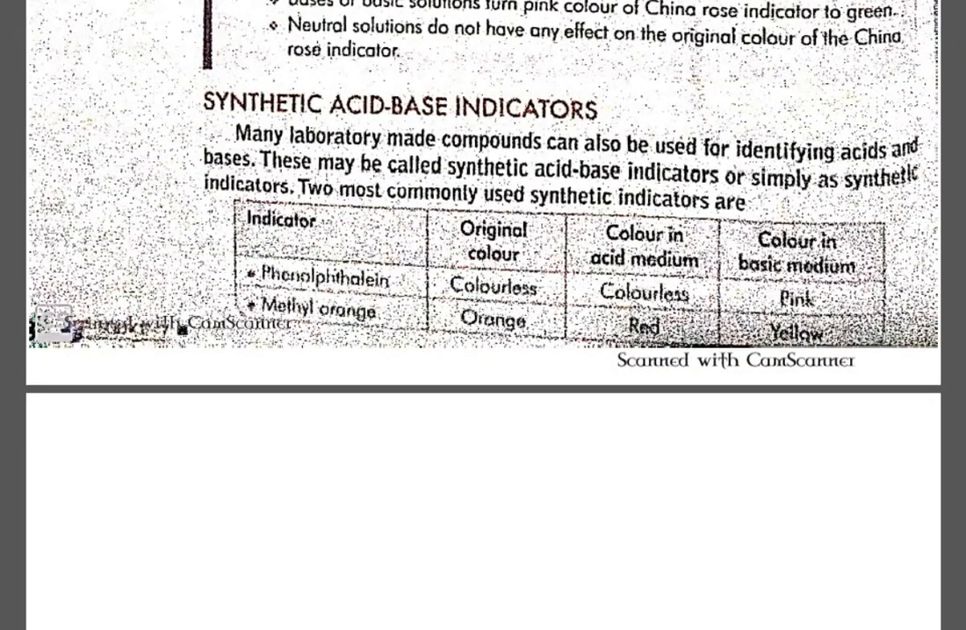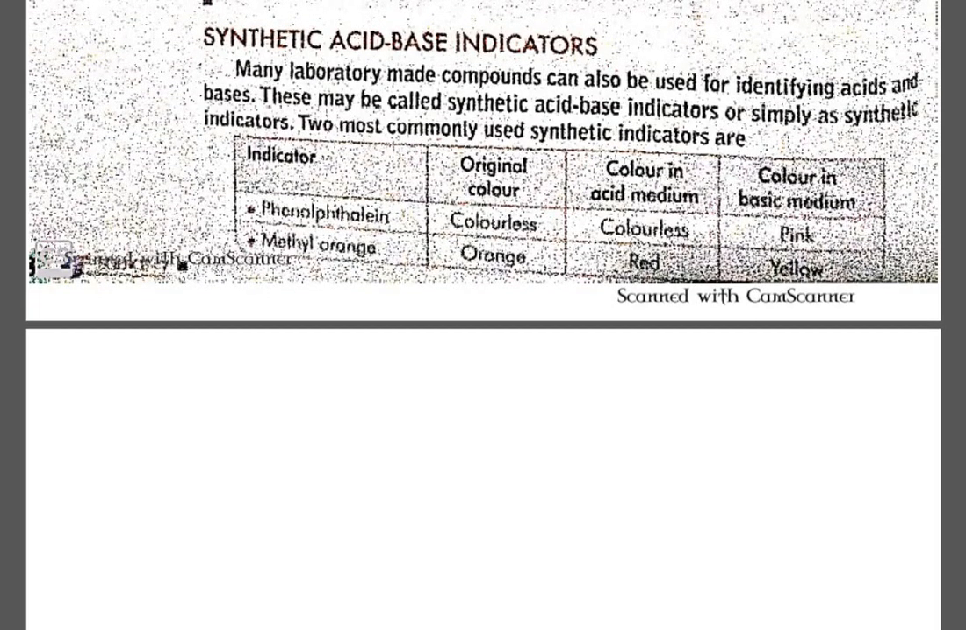So these are a few natural indicators which you are supposed to know. Now next are the synthetic acid-base indicators, or the chemical acid-base indicators. There are two major ones which are used very commonly, that is phenolphthalein and methyl orange. The original color of phenolphthalein is colorless, and it remains colorless in acidic medium but turns red in the basic medium. Similarly, methyl orange's original color is orange, it turns red in acidic medium and changes to yellow in the basic medium.